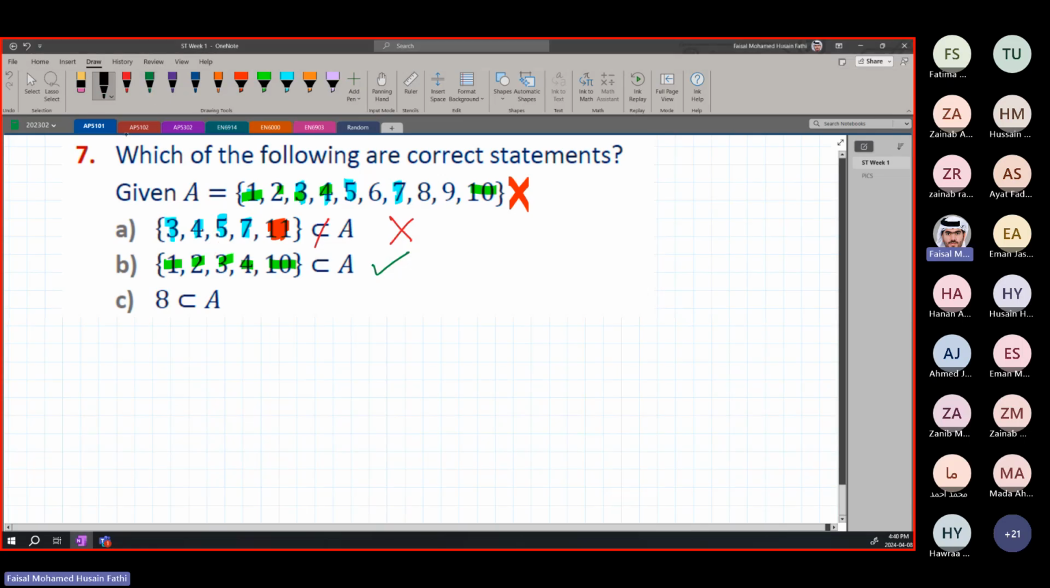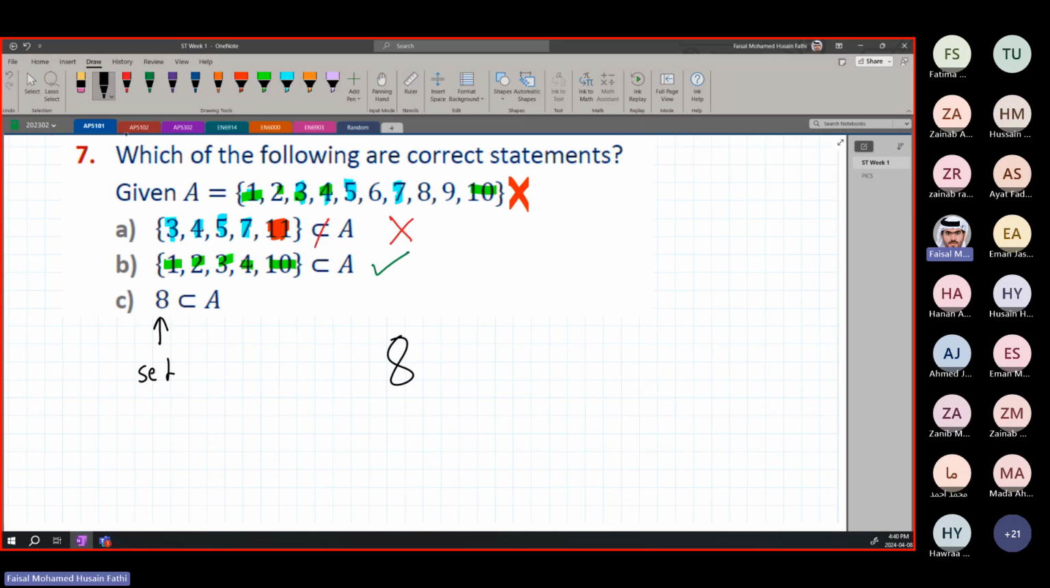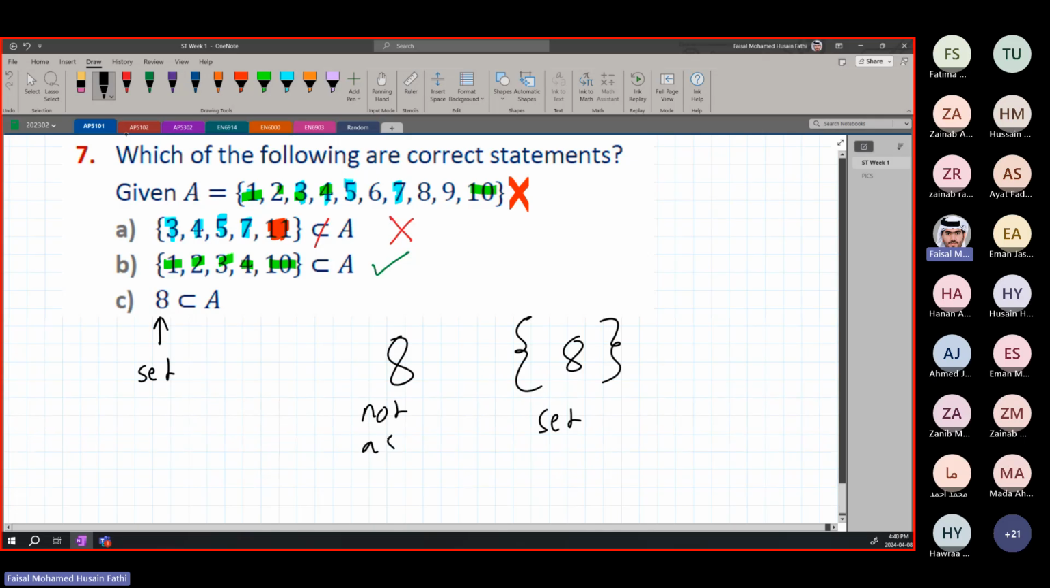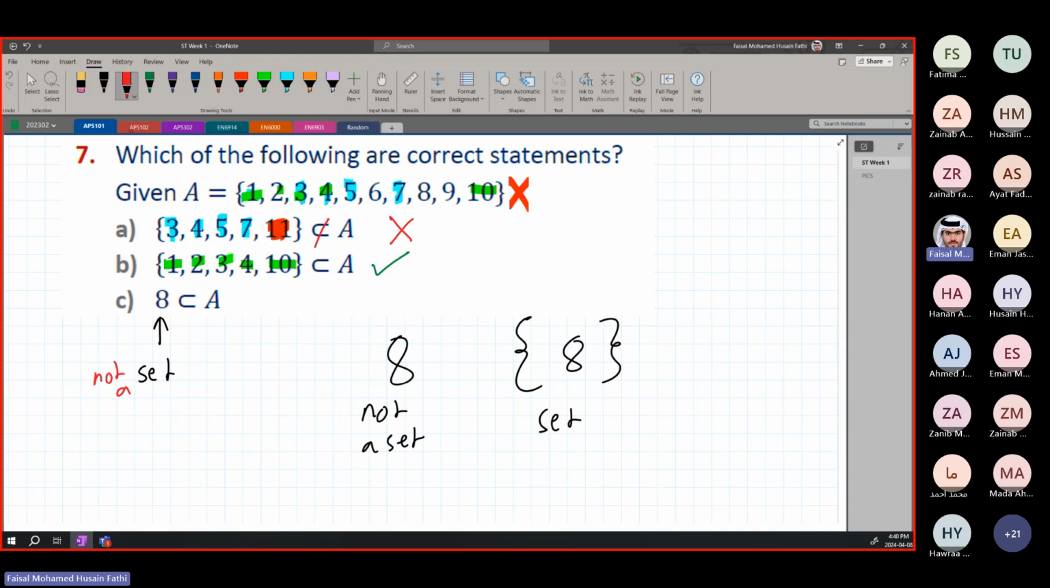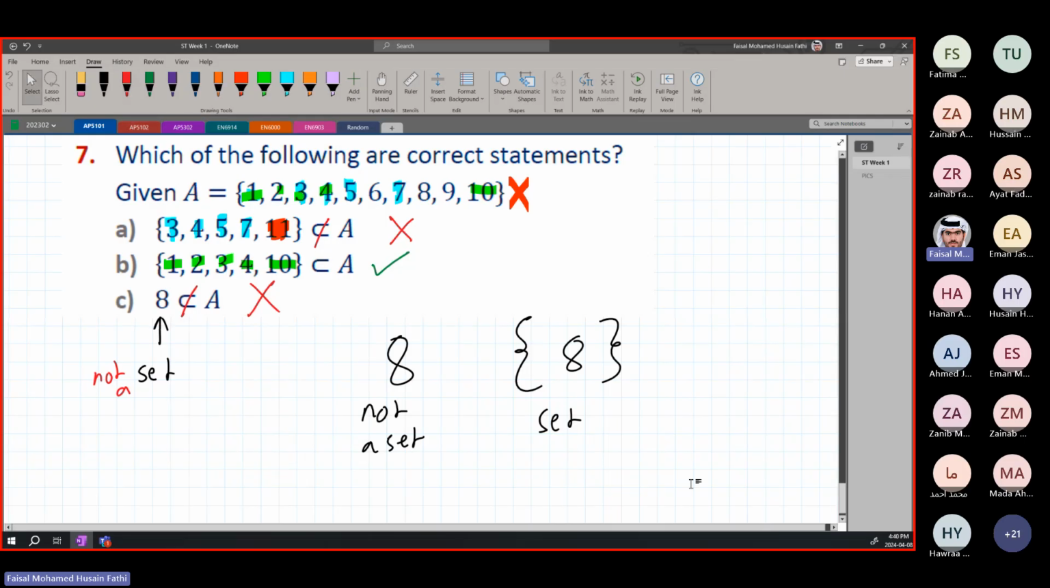Remember, for this to be a true statement, this has to be a set as well. The number 8 by itself is not a set. If the number was written in braces like this, it is considered a set. This is not a set. For us to have a subset, it has to be two sets. Therefore, this is also wrong. If you want this statement to be correct, we have to write it like this: {8} is a subset of A.